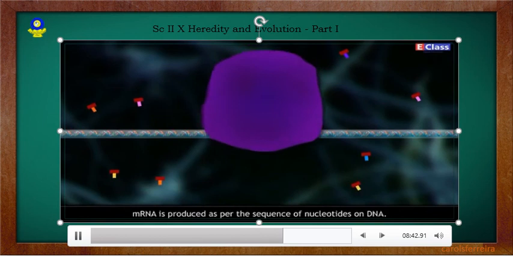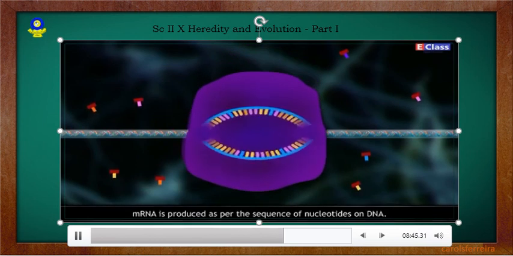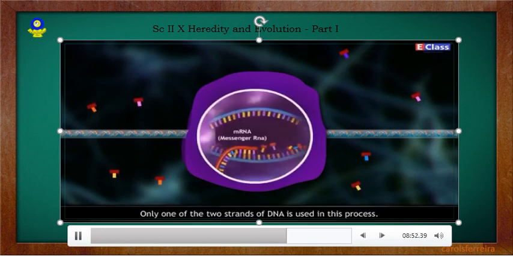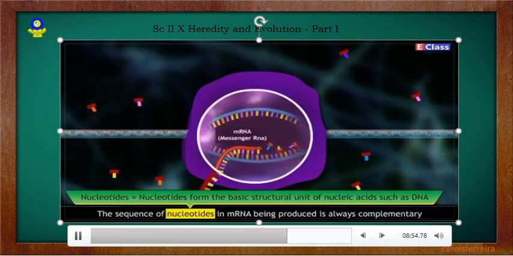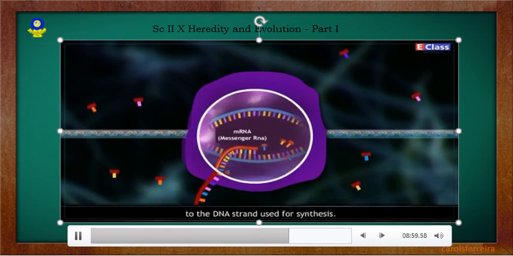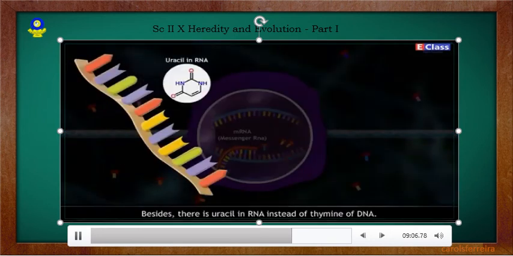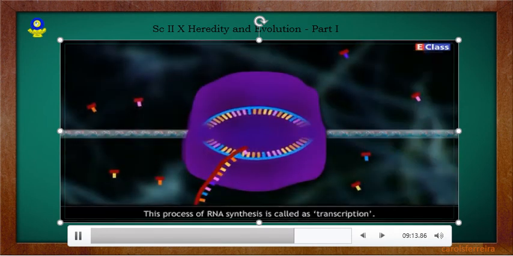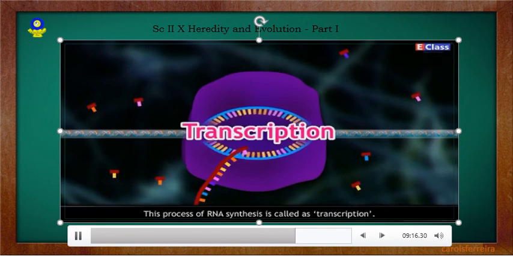mRNA is produced as per the sequence of nucleotides of DNA. Only one of the two strands of DNA is used in this process. The sequence of nucleotides in the mRNA being produced is always complementary to the DNA strand used for synthesis. Besides, there is uracil in RNA instead of thymine of DNA. This process of RNA synthesis is called transcription.